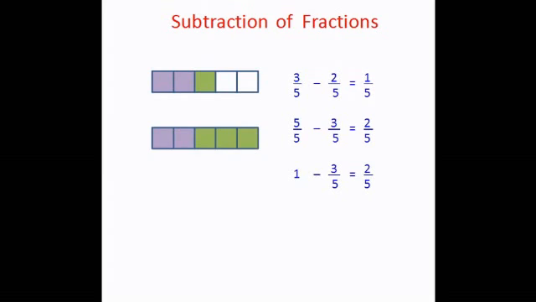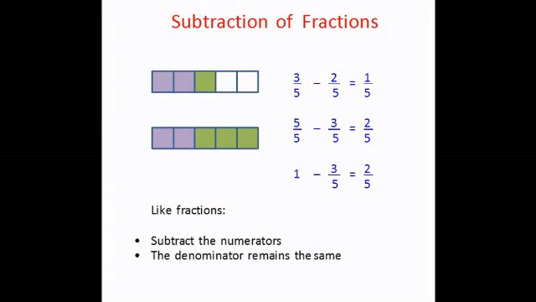We learned that when the denominator is the same, it is easy to subtract the fractions. How do we subtract? We subtract the numerators and the denominator remains the same. In the first example, we subtracted 2 from 3. So 3 minus 2 is equal to 1 and the denominator is 5. In the second example, 5 minus 3 is equal to 2. That is the new numerator and the denominator remains the same, which is 5.